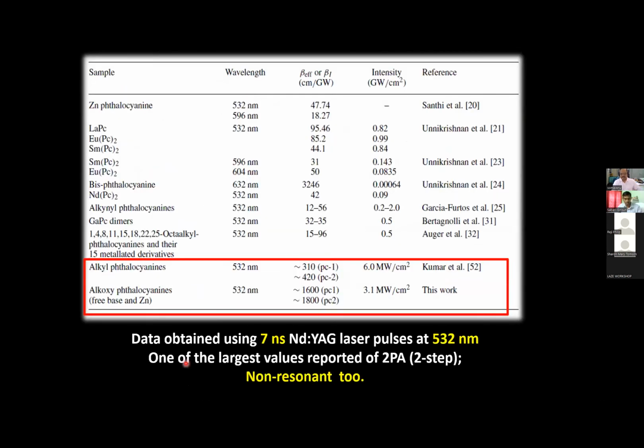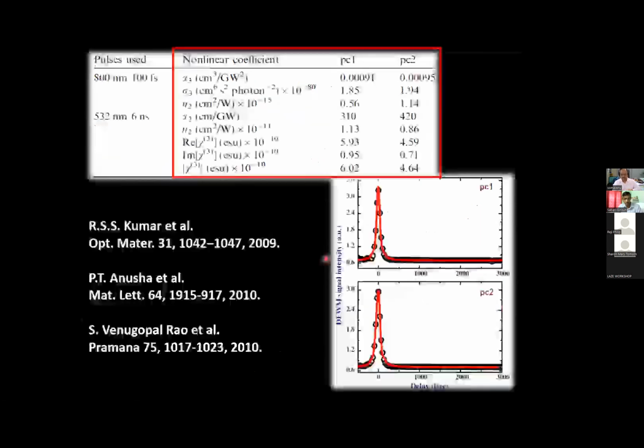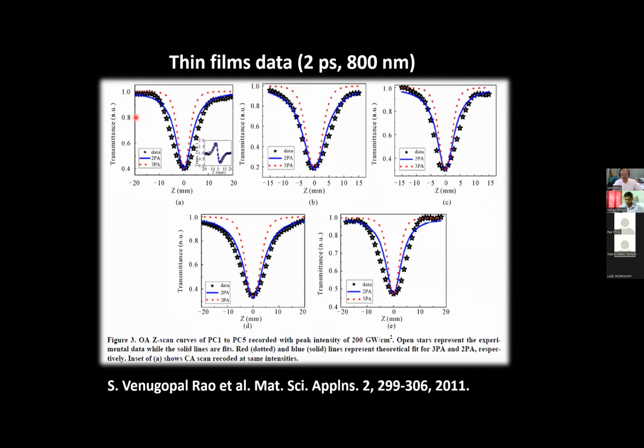So you can see that we have done this for both alkoxy and alkyl thiocyanins at 532 nanometers. We see that one of them gives you a much stronger nonlinearity compared to the other. So we try to correlate this kind of performance with respect to the actual structure. You can also do the DFWM measurements and see how fast is the nonlinearity. As I said, alpha 3, 3-photon absorption we observed with the femtosecond pulse, 2-photon with the nanosecond pulse. This is in the form of a thin film.